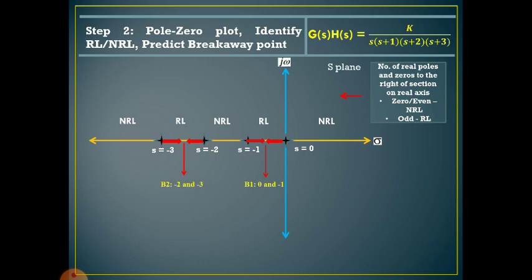So here we can make one more prediction that between minus 2 and minus 3, there is one more possibility of a breakaway point, B2. So the general prediction is that the minimum number of possible breakaway points for this particular system is 2: B1 between 0 and minus 1, B2 between minus 2 and minus 3. So now this is step 1 and step 2. The rest of the steps we will see in the next video.